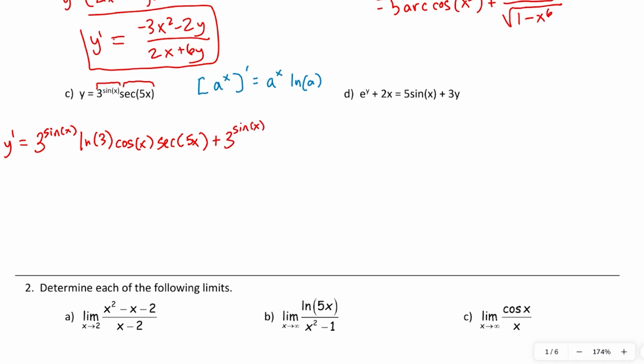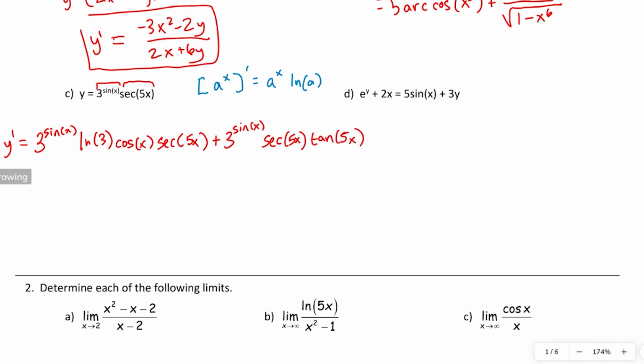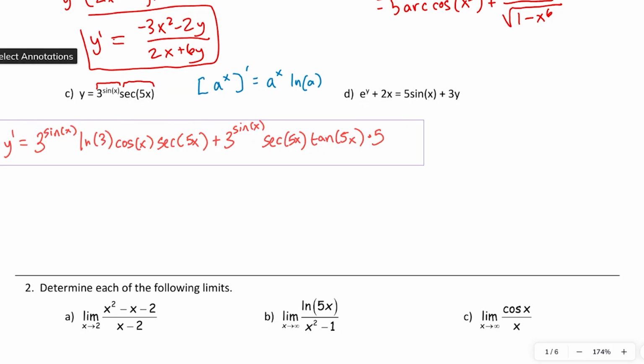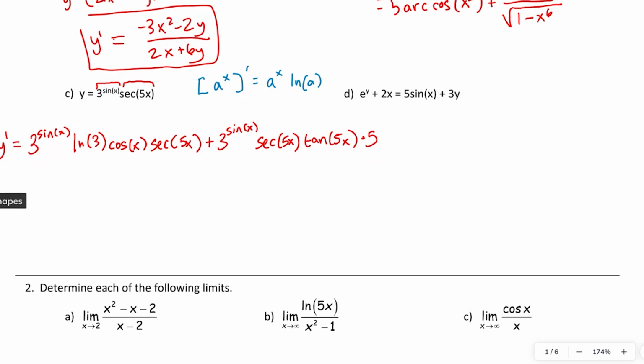Now I need to differentiate secant of 5x. So this is an older one. The derivative of secant is secant times tangent. So this is going to be times secant of 5x times tangent of 5x. And I do have to use chain rule times the derivative of 5x, which is 5. And wow, okay, that is a long answer there. I don't even think I can move that over anymore.